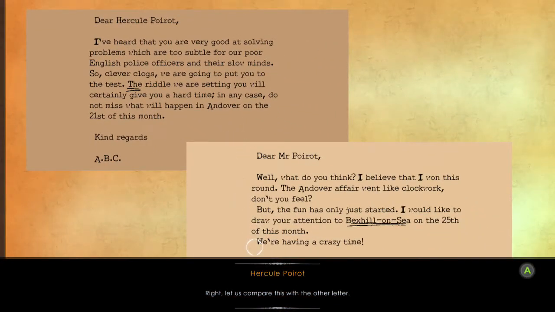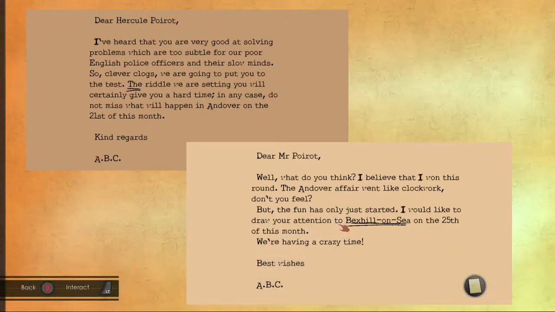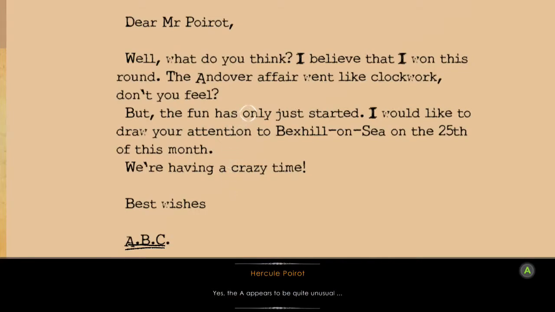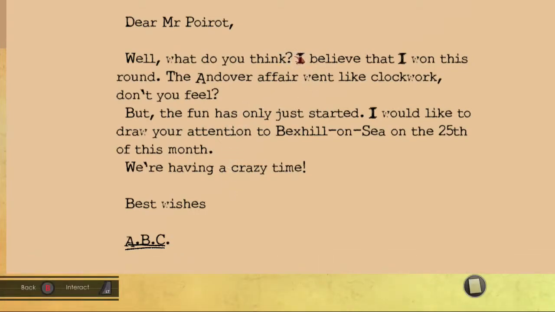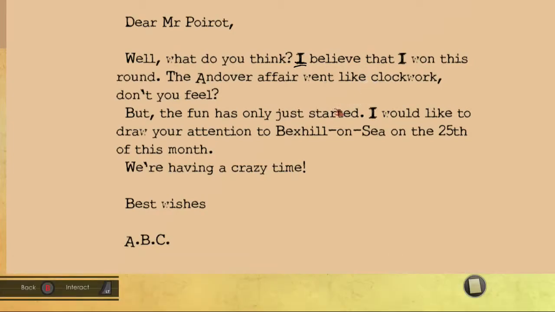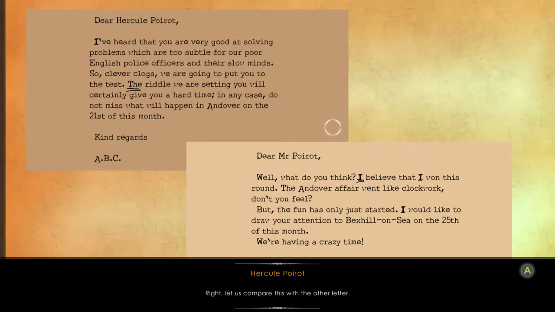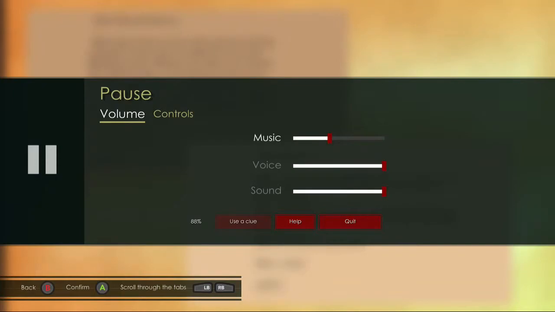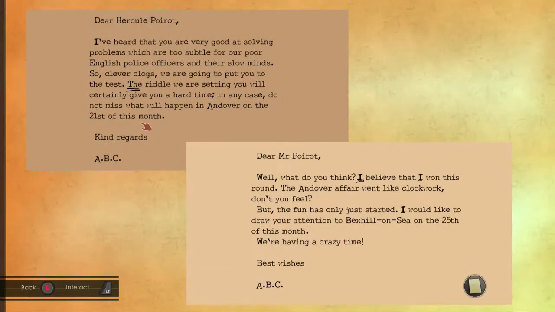Right. Let us compare this with the other letter. Yes, the A appears to be quite unusual. Yes, this I is weird. Might have to get a clue. I think I'm gonna have to do it. Oh, I can't. No.